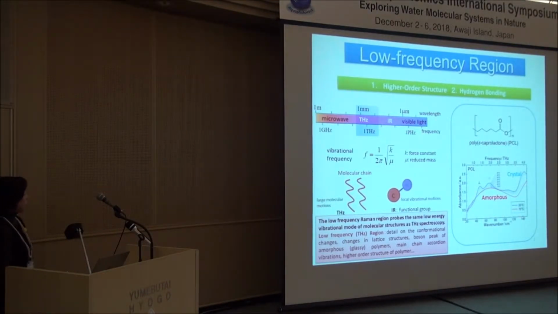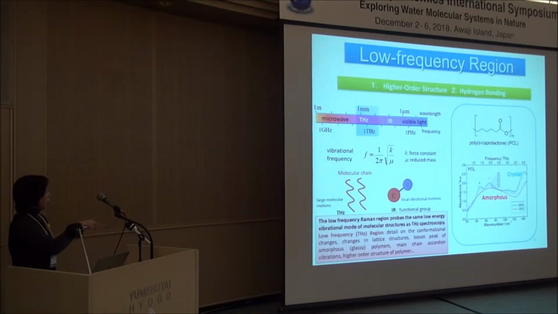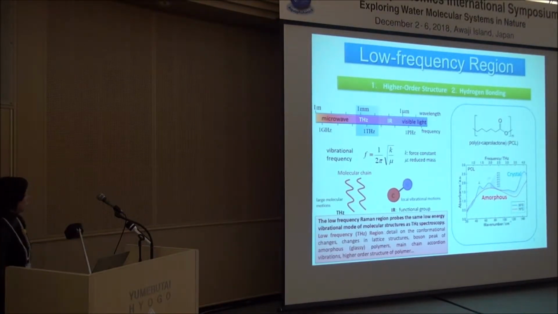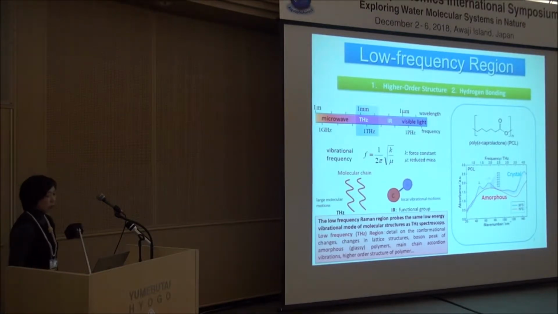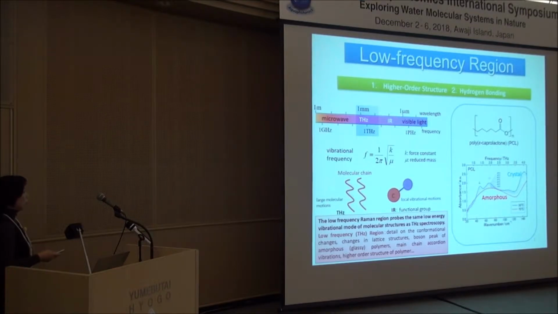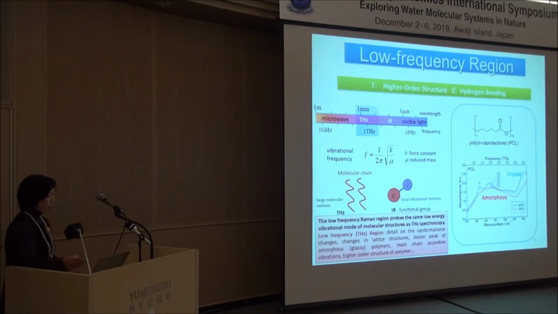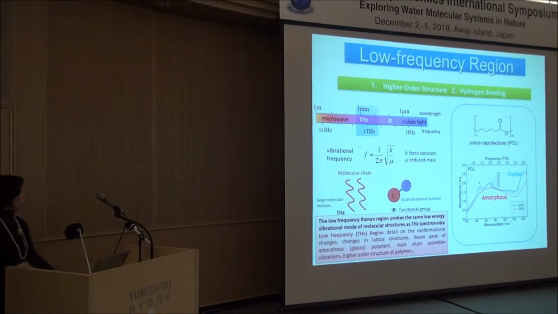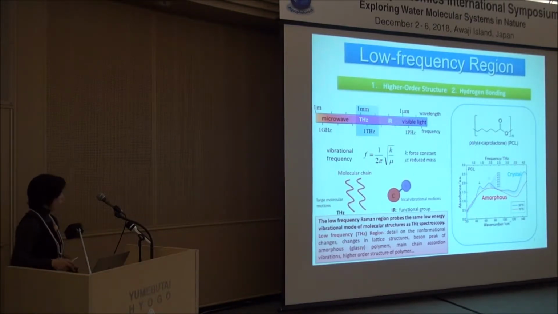biodegradable polyester. As you can see in this figure, the amorphous and the crystalline states of this biodegradable polymer show quite different spectra in the low-frequency region. So the low-frequency region spectra are very sensitive to the higher order structure of the polymer.